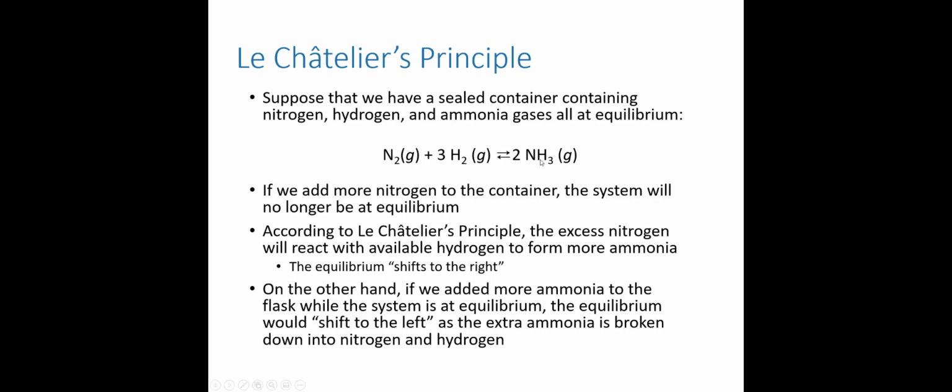And so what will it do? It will break down some of that extra ammonia that you've added back into nitrogen and hydrogen. So we say that the equilibrium has to be shifted to the left. It needs to make more of the reactants until equilibrium is restored. So in summary, adding reactants to a system at equilibrium forms more products. It shifts the equilibrium to the right. Adding more products to a system at equilibrium causes more reactants to be formed. You are shifting the equilibrium to the left.